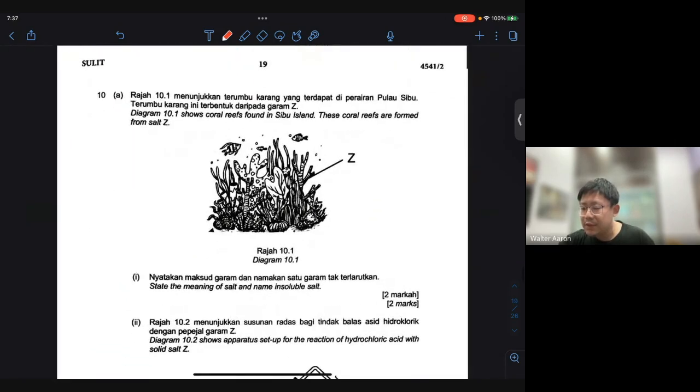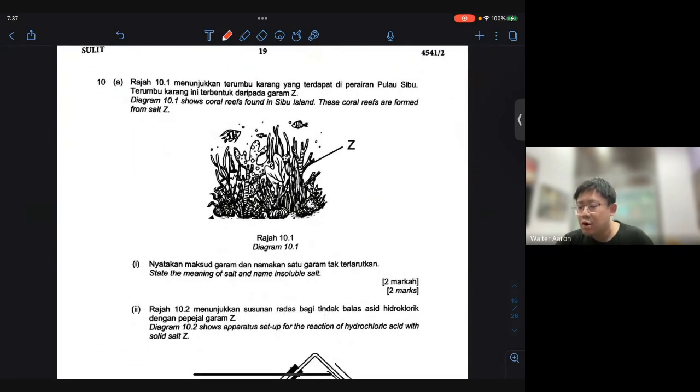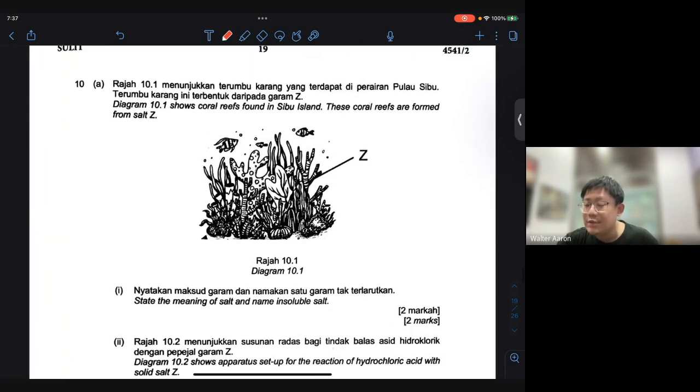Okay, now number 10, diagram 10.1 shows coral reefs found in Cebu Island. These coral reefs are formed from salt X. Salt Z.